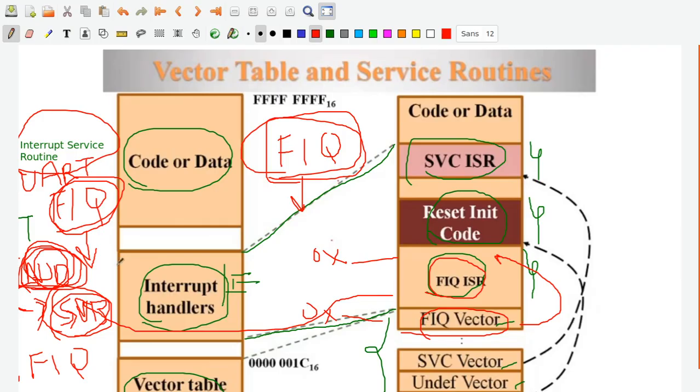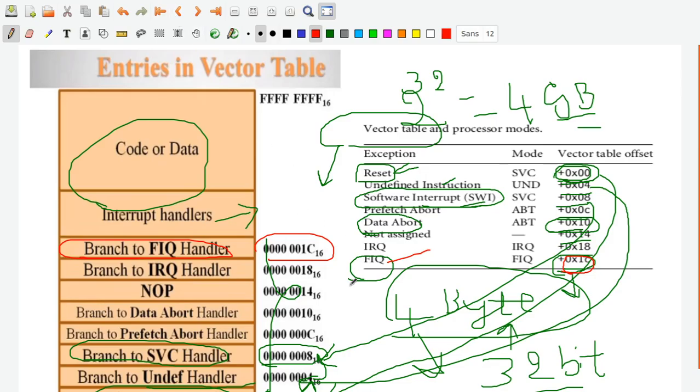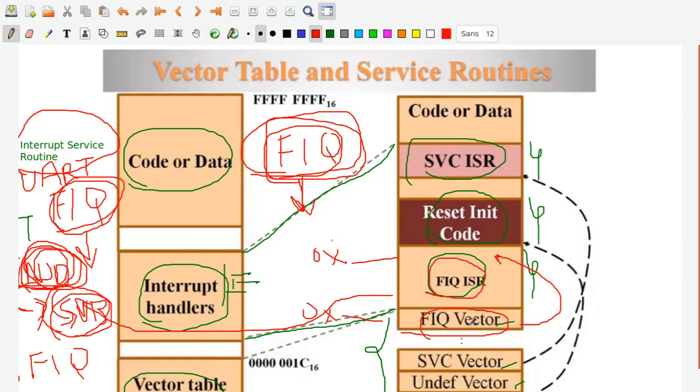What it does is immediately answer this FIQ request, that is, the fast interrupt request. So the FIQ exception is thrown here. Whenever it is thrown, we know that it will jump to this address and fetch this instruction. This instruction will branch to the FIQ handler.